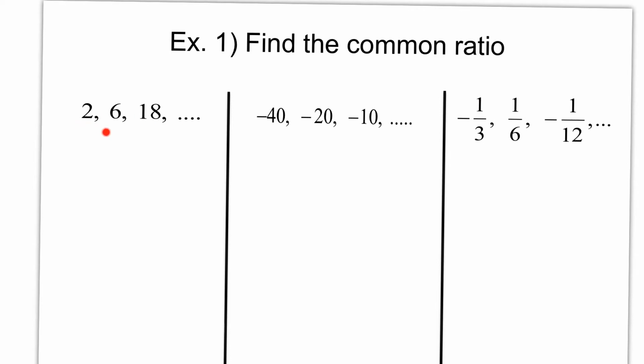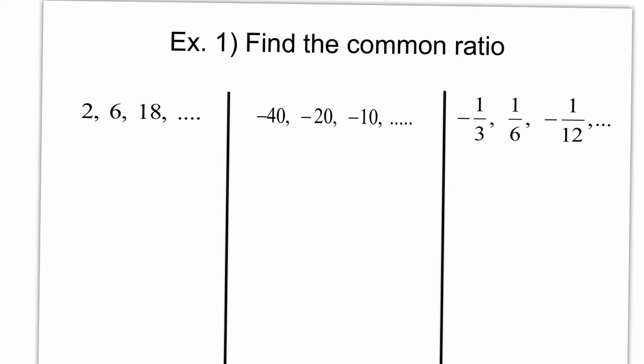So we have 2, 6, 18, and it keeps going and going. So you have dot, dot, dot. When a sequence keeps going like this, with the dots, we say that's an infinite sequence. So it goes to infinity. It keeps going and going.